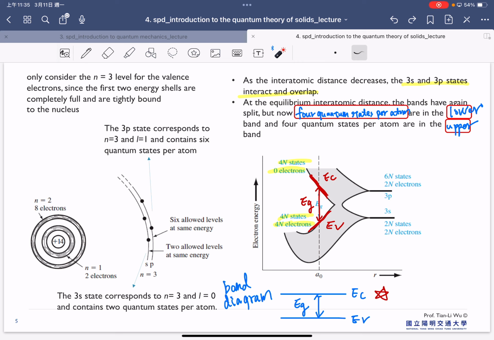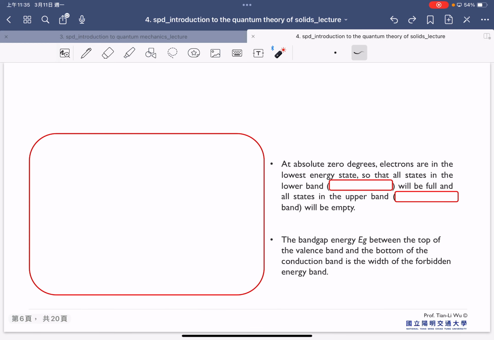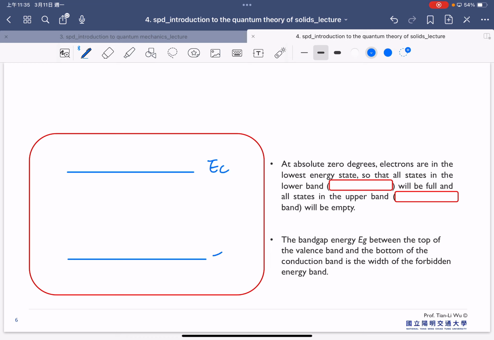Okay, so finally, if you don't really follow the previous old terms put together, split into the band and these things, it's fine. What you only need to know about is this one: EC, EV, and this is the band gap, EG.